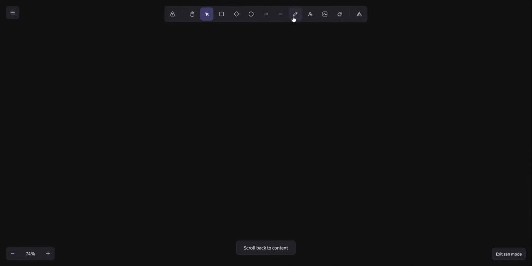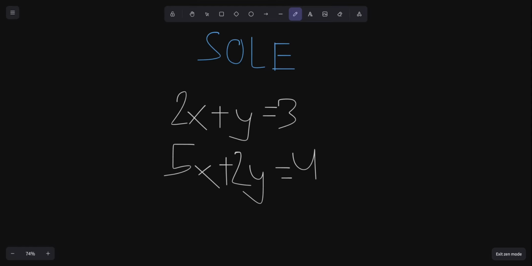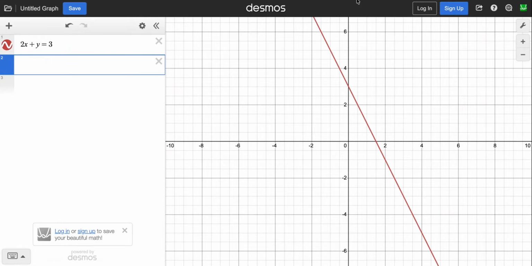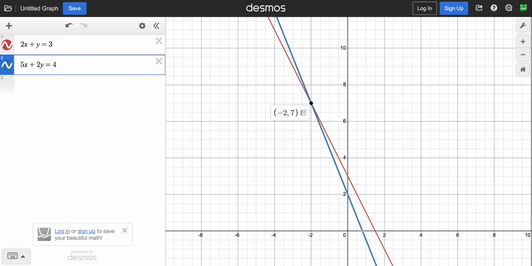So now we can talk about systems of linear equations and how that relates to linear algebra. And what better way to start than doing a 2D example? So if I have 2x plus y is equal to 3, and then let's say I have 5x plus 2y is equal to 4, if I go to Desmos and graph these lines out, the solution to this system of linear equations is just going to be the 2 lines' intersection.